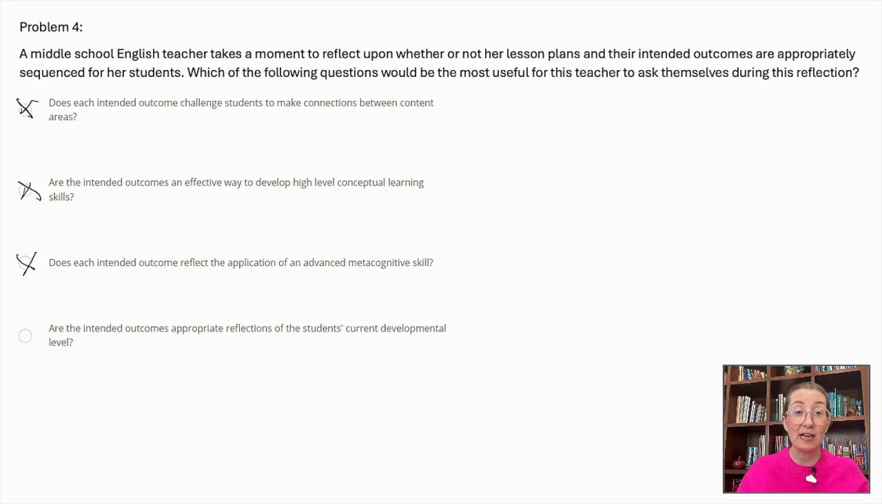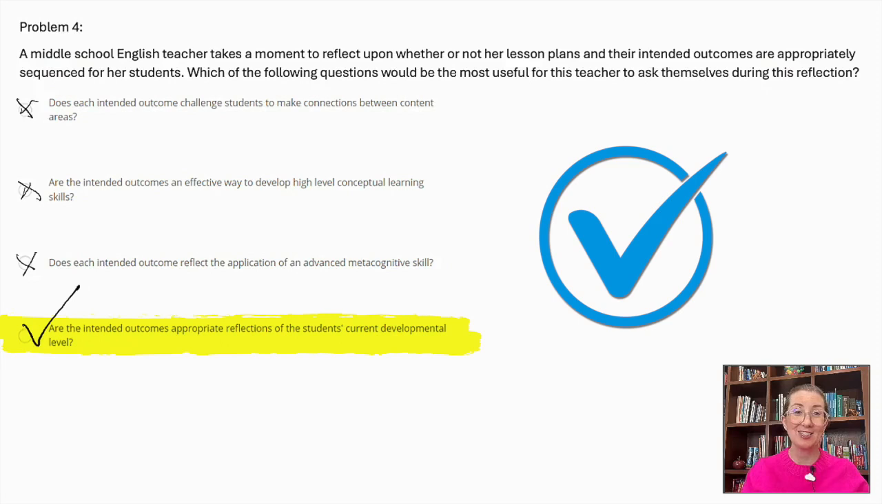Are the intended outcomes appropriate reflections of the student's current developmental level? Ensuring that lesson plans and outcomes match the student's developmental stage is crucial for effective learning. If the content is too advanced or too simple, students may become frustrated or bored, respectively. Therefore, this is the correct answer.